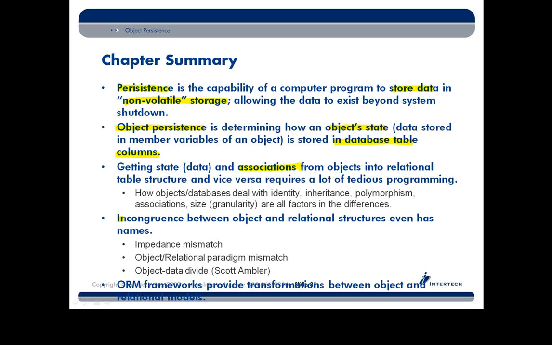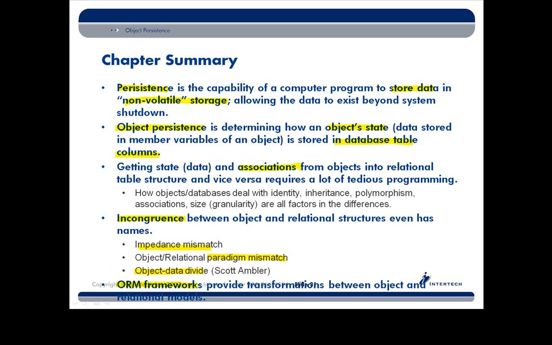We learned that the incongruence between object and relational database systems has created lots of problems in developing applications, and we learned it has several names: impedance mismatch, the object relational paradigm mismatch, or even the object data divide. All names for what is a tough problem in any software situation: how to deal with object information, getting into and out of relational database problems.